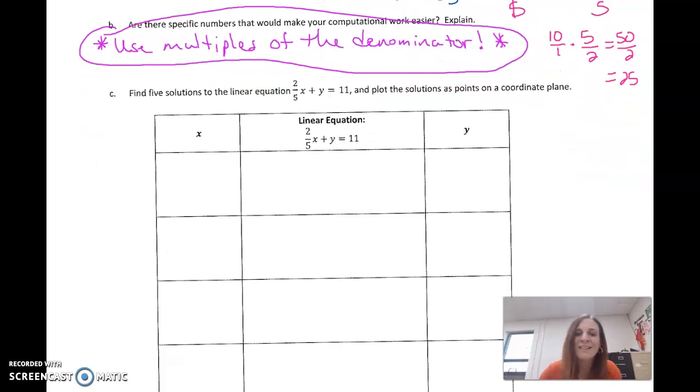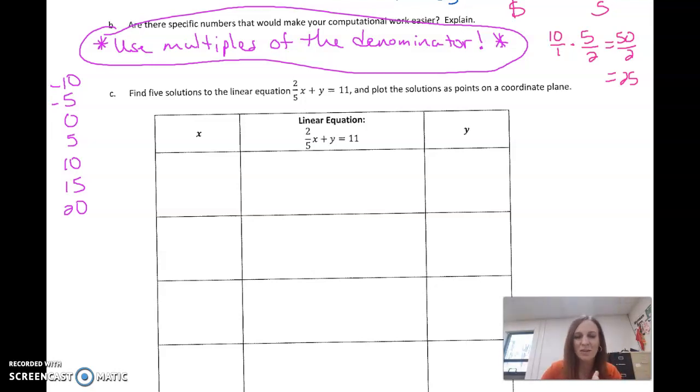Multiples of the denominator. Our denominator here is 5. So what are multiples of 5? Well, 5 times 1 is 5. 5 times 2 is 10. 5 times 3 is 15. 5 times 4 is 20. Still want to use 0, and I'll probably start with 0. Also -5, -10. Okay, those are all multiples of 5. So watch what happens after I get done with 0.